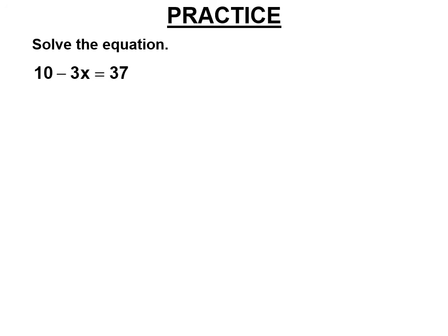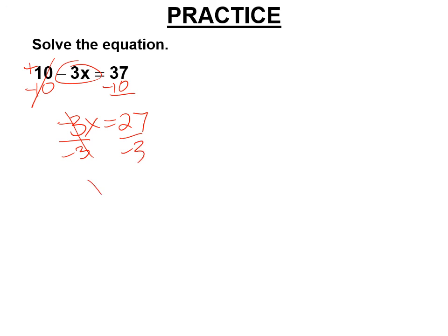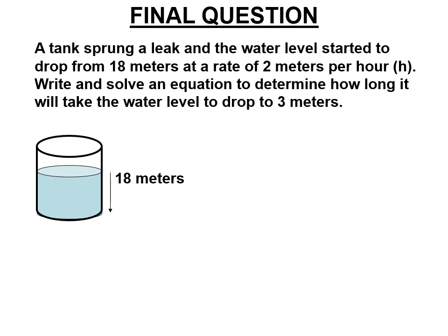Same thing here. You're subtracting 10 here because there's a positive 10 there. And this minus goes with the 3x. So that's where you use the minus. It becomes negative 3x. Negative 3x equals 27. Divide both sides by negative 3. X equals negative 9.